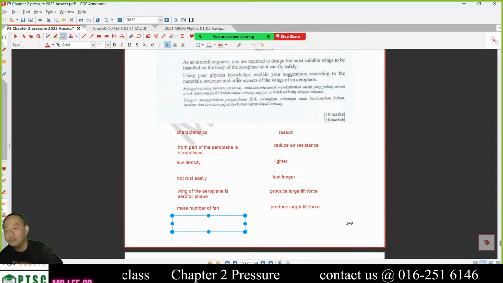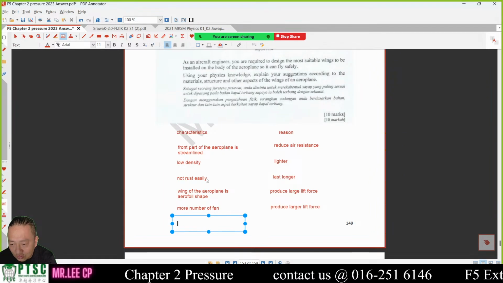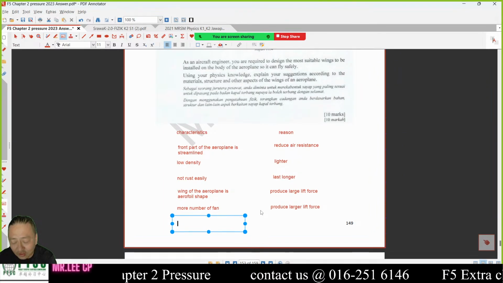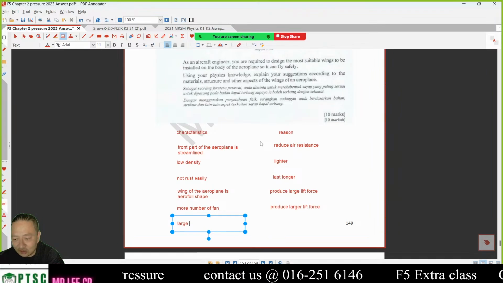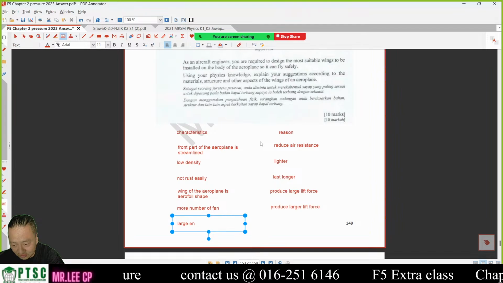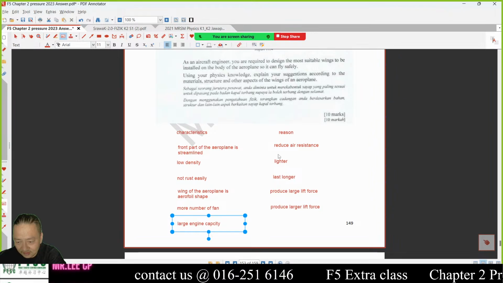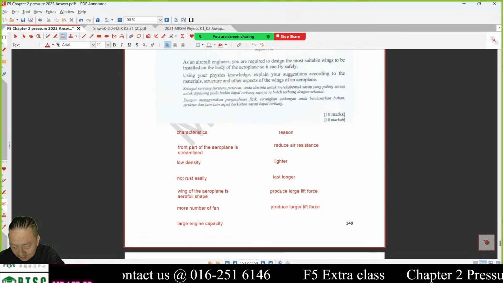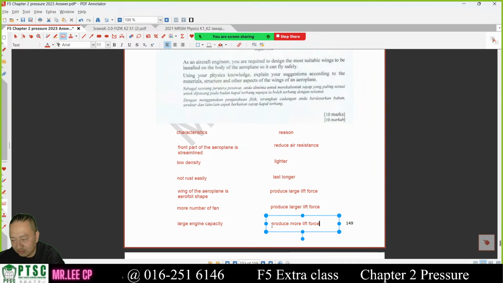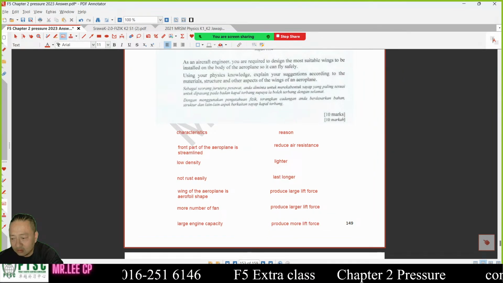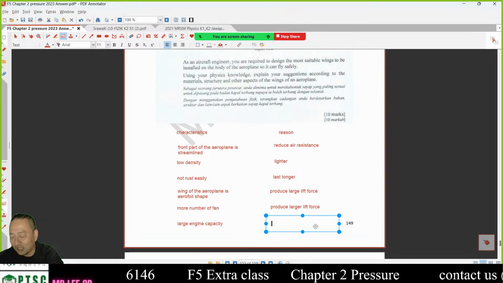What else? Any other that you want to add in? You see, I got 1, 2, 3, 4, 5, 6, 7, 8, 9, 10. Not enough, I know surely not enough. So larger engine capacity, right? Produce more lift force, accelerate, increase the acceleration.